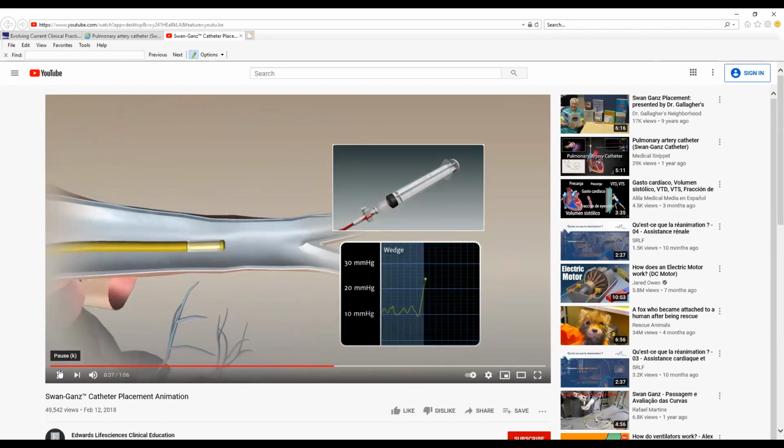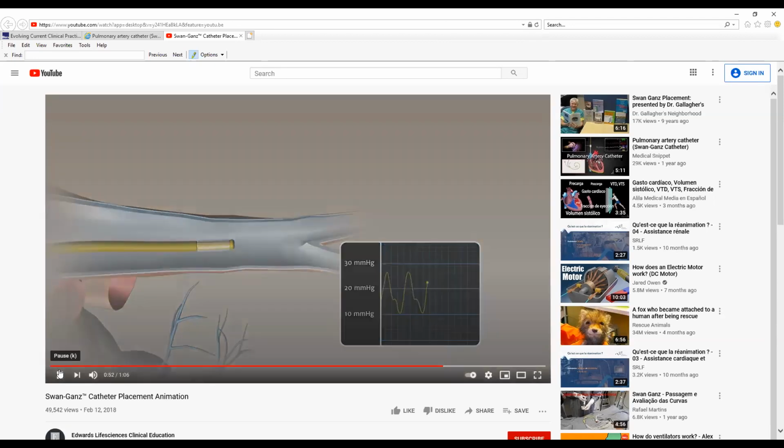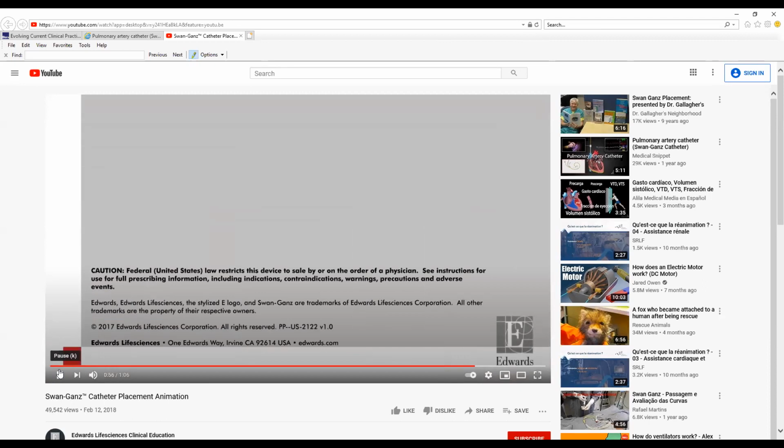Let's let the balloon go. Back to pulmonary artery pressure. He's going to check it again before we x-ray, and he's going to wedge it again. And back to pulmonary artery. Anytime you walk into the room with somebody with a swan, you should always, always, always see a pulmonary artery pressure reading. That's a continuous reading.